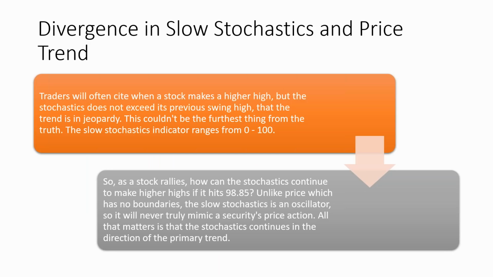Now, traders will often cite that when a stock makes higher highs but the stochastics does not exceed its previous swing high, the trend is in jeopardy. This couldn't be further from the truth. The slow stochastic indicator ranges from 0 to 100. So as the stock rallies, you can see the stochastics continue making higher highs. If it hits 85, 98, and 85, unlike price, which has no boundaries, the slow stochastic is an oscillator, so it will never truly mimic a security's price action. All that matters is that the stochastics continues in the direction of the primary trend.